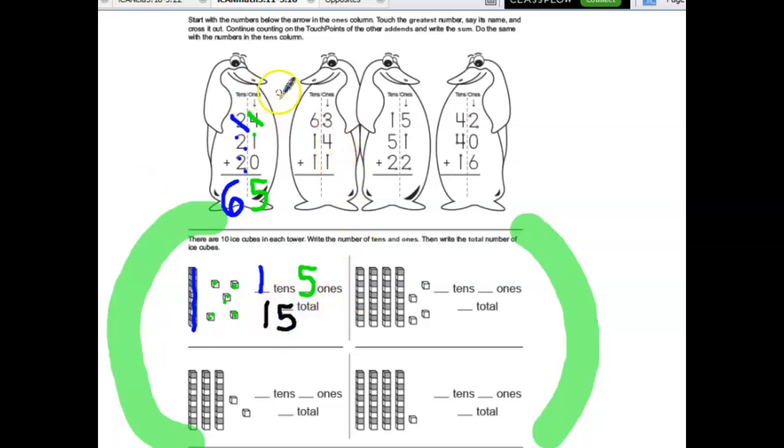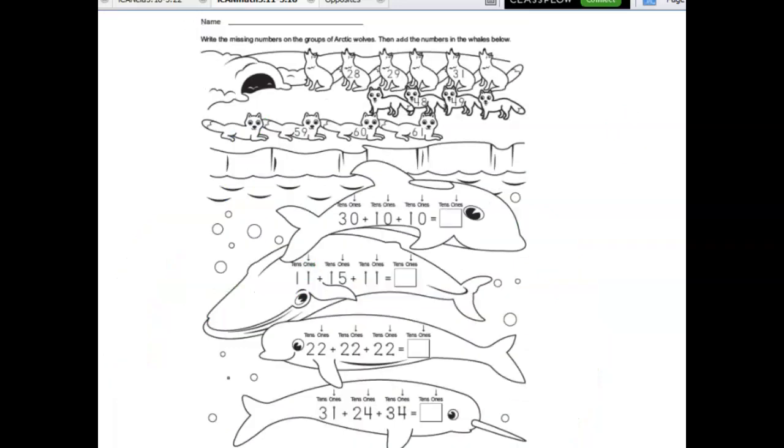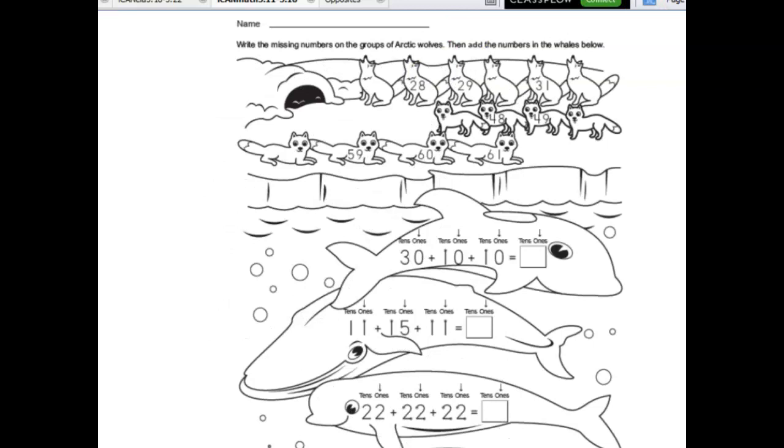You can try the rest of these problems, the penguins, and the rest of the place value problems on your own. On the back page, you have something that looks like this. It says, write the missing numbers on the groups of Arctic wolves. So some of them are filled in and then some of them are missing. I have to figure out what comes before and then what would come after so that I can fill these in. I'm going to zoom in just a little bit more so you can see better.